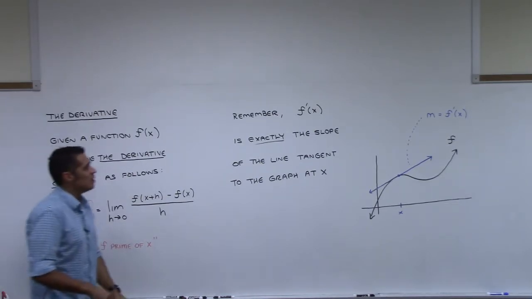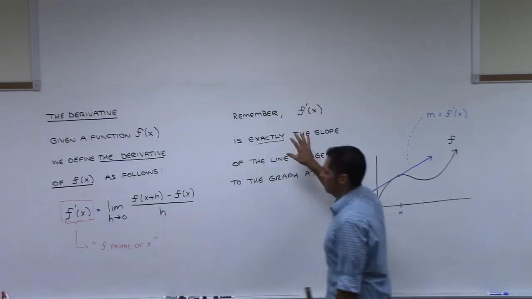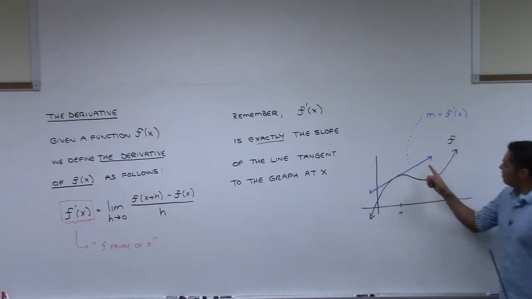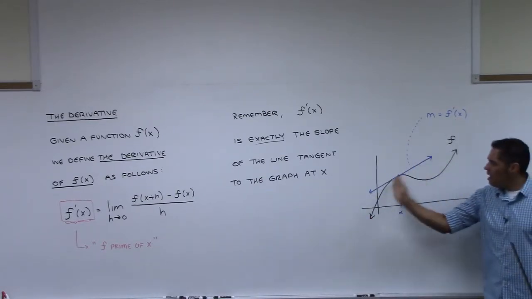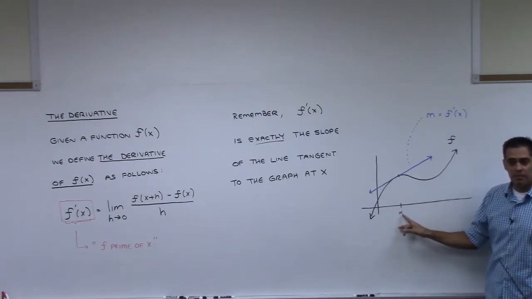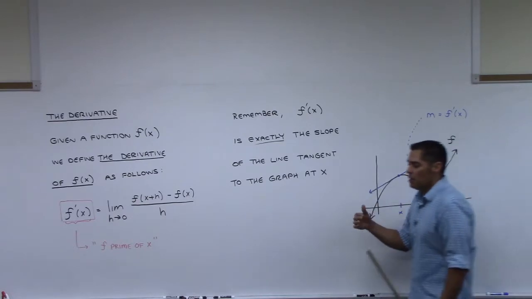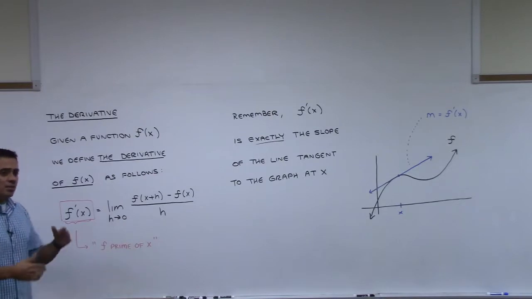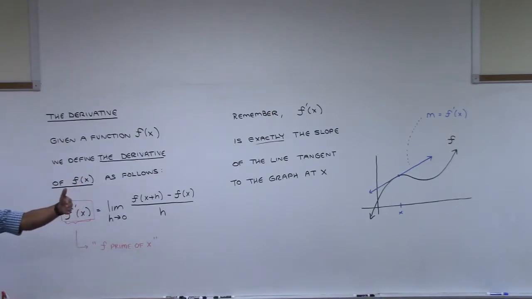Remember that geometrically, whatever this answer is going to represent is the slope of this line that hits the graph at exactly 1 point, at some value x. So I'm going to give you a function now. We're going to calculate the derivative, and then I'm going to ask us to find the slope of the tangent line at certain points. Does that kind of make sense? I'll give you a second to copy this down, and then we'll get started on a problem.